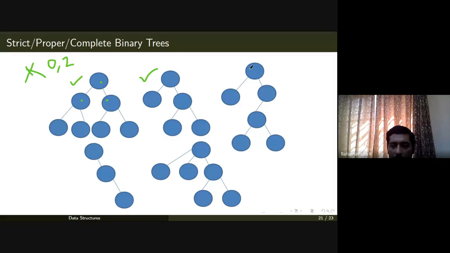In this case, there is a degree 2 node, a degree 0 node, and a degree 1 node. So this is not a proper or complete binary tree, since there is one degree 1 node. In this case, this node has degree 3, so this is not a binary tree at all. So a strict, proper or complete binary tree is one where you can have degrees 0 or 2, not degree 1.